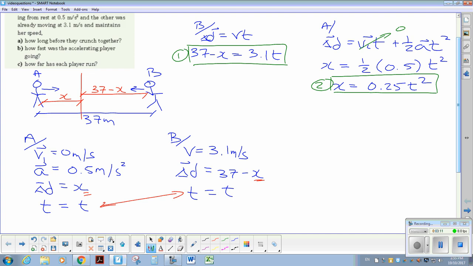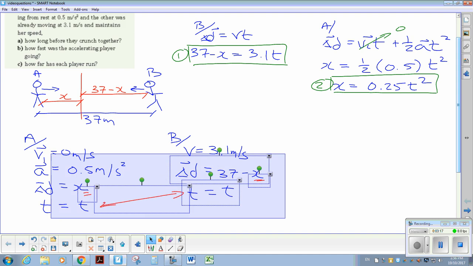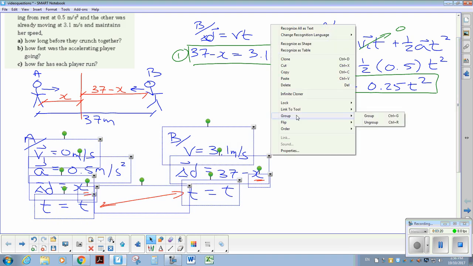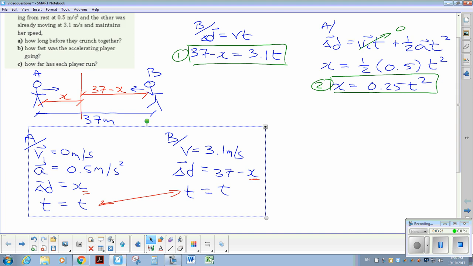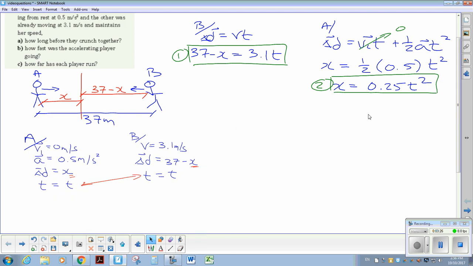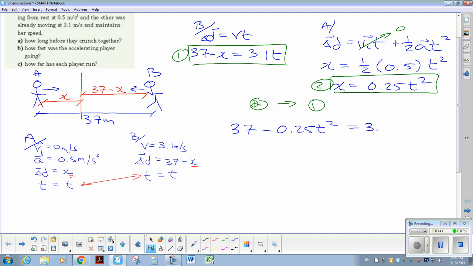But now I have information that is transferable across the two situations here. Oops, shrink that down so I have a bit of room. What I can do now is put equation number 2 into equation number 1, which means 37 minus, instead of x, I'm going to replace it with 0.25 t squared, equals 3.1 t. Moving everything to the same side: positive 0.25 t squared plus 3.1 t minus 37.